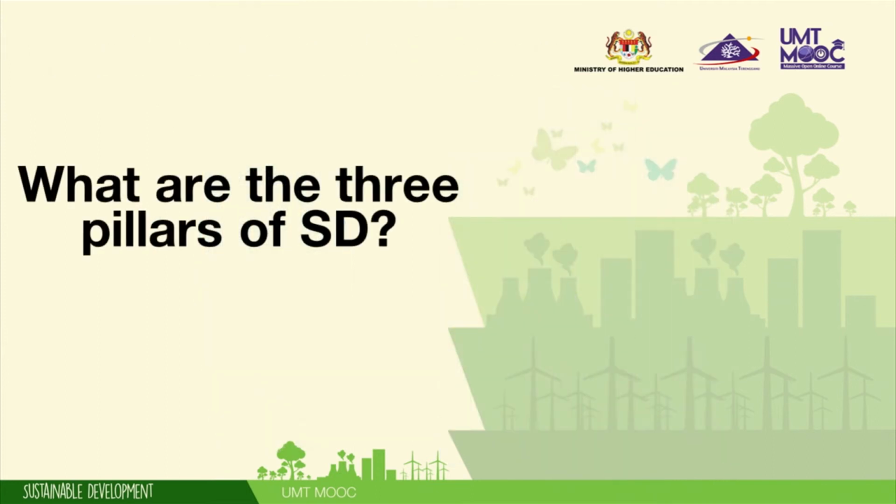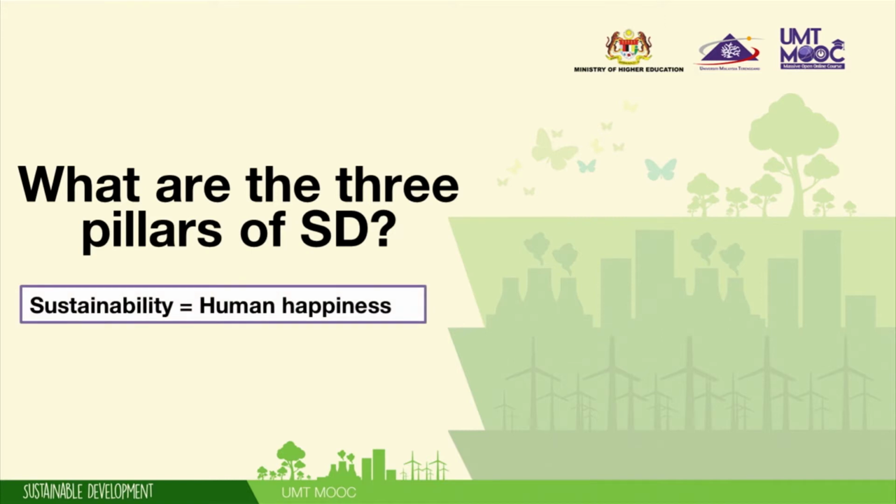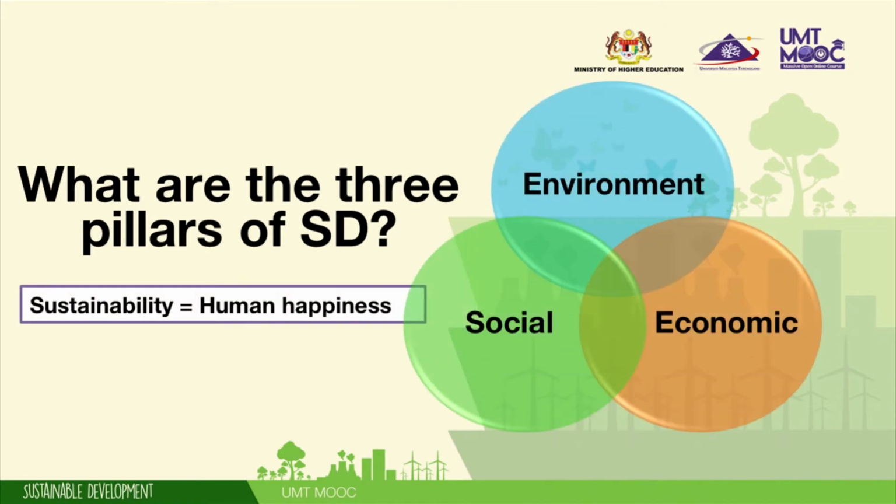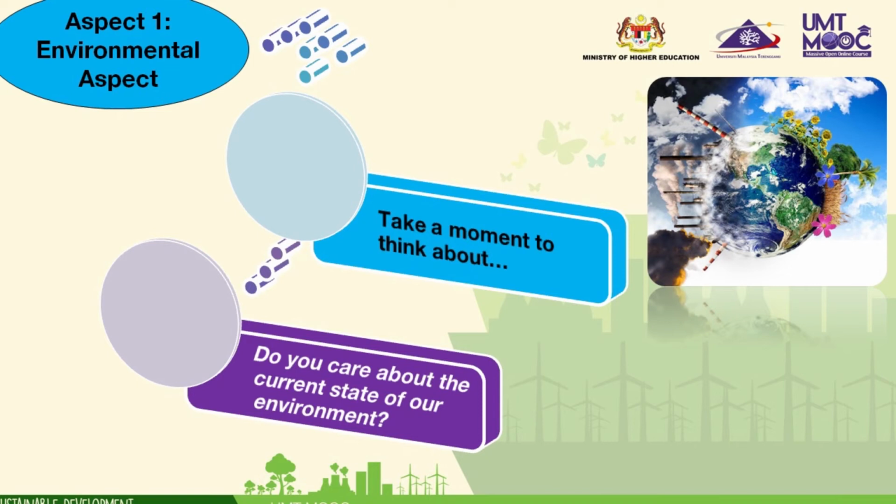The concept of sustainable development can be interpreted in many different ways. But at its core, it is an approach to development that considers three pillars to balance the awareness of the environment, social, and economic limitations we face as a society. The way we approach development affects everyone. The impacts of our decisions as a society have very real consequences for people's lives. So, take a moment to think about, do you really care about the current state of our environment?